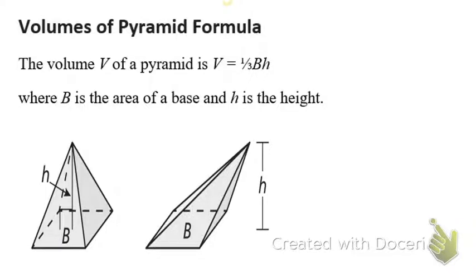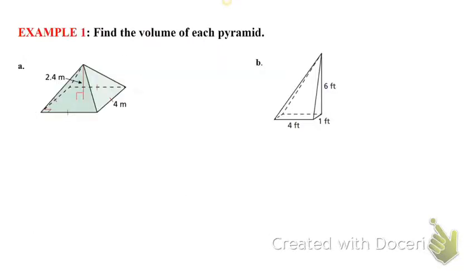Notice on the pyramid on the left, you can see the height is on the inside of the figure, but on the pyramid on the right, the height is drawn on the outside. It has to be perpendicular to the plane containing that base. So 1/3 base area times height is what we need to remember.